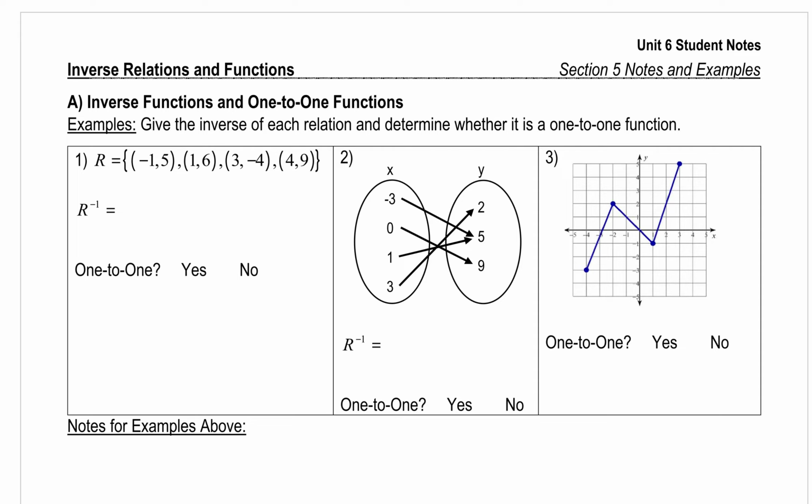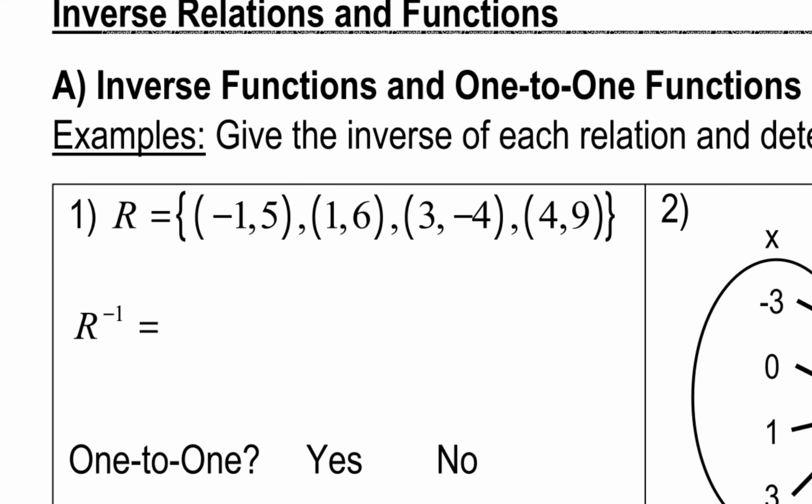This is Unit 6, Section 5, Notes, Inverse Relations and Functions. You should be excited. This is the last one for this chapter. Yay! Or you can be sad because that means there's a test coming up. Boo! Either way, let's get to work.